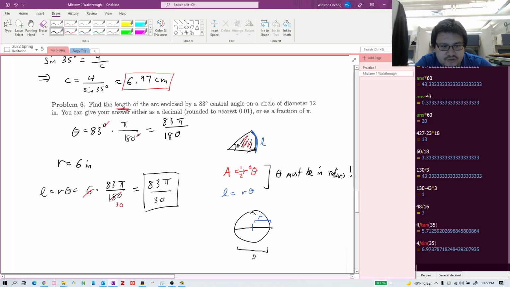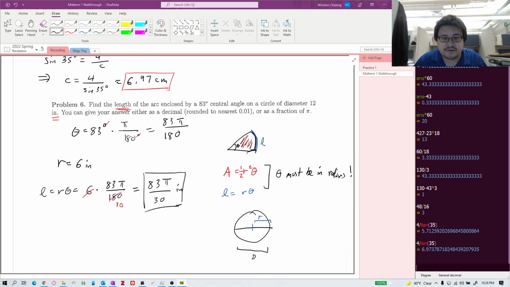Well, okay, I should add units. Once I add units, it's a valid answer. Inches, because the problem is stated in terms of inches. If you wrote centimeters, I would take a point off because I'm a bit picky with units, making sure that the units are correct. So 83 pi over 30, that's one valid answer.